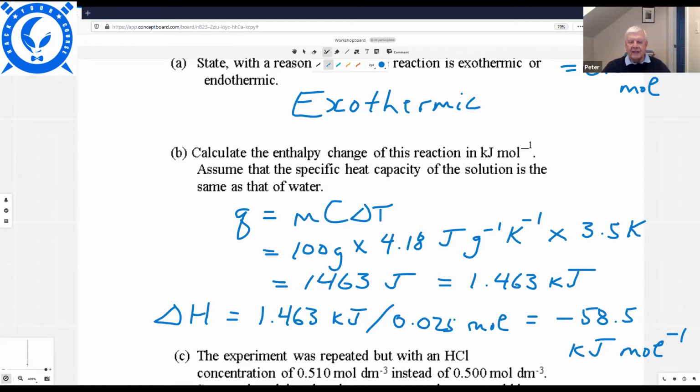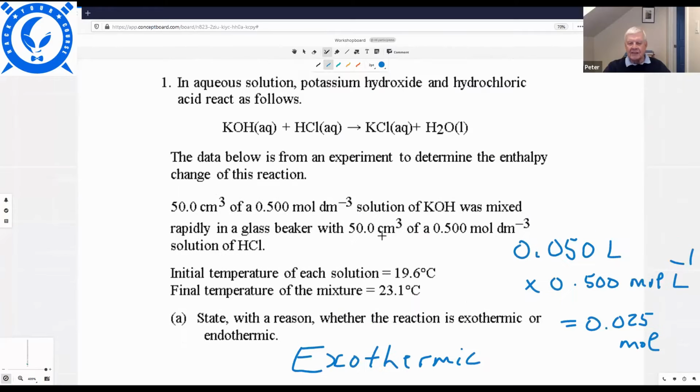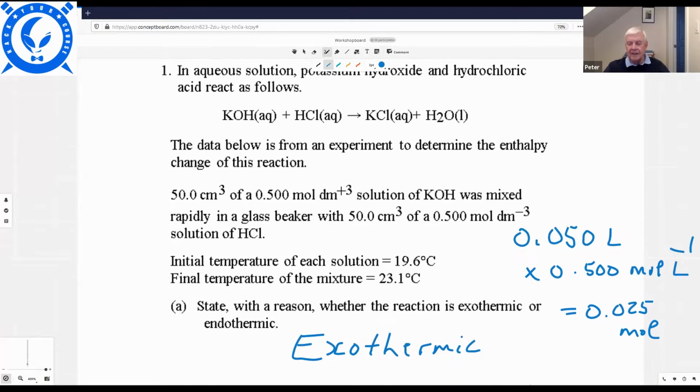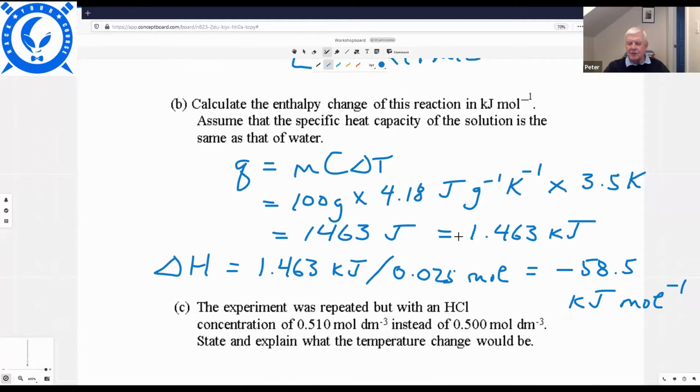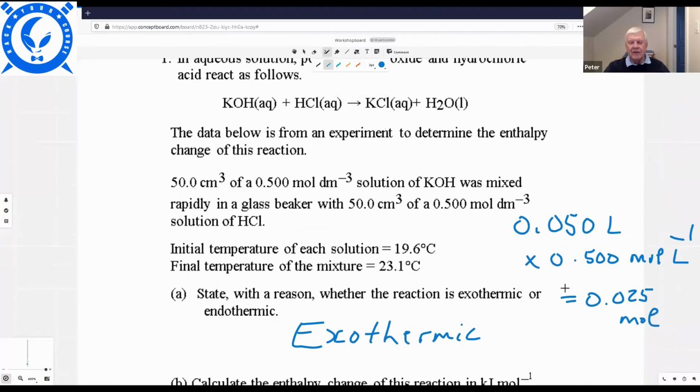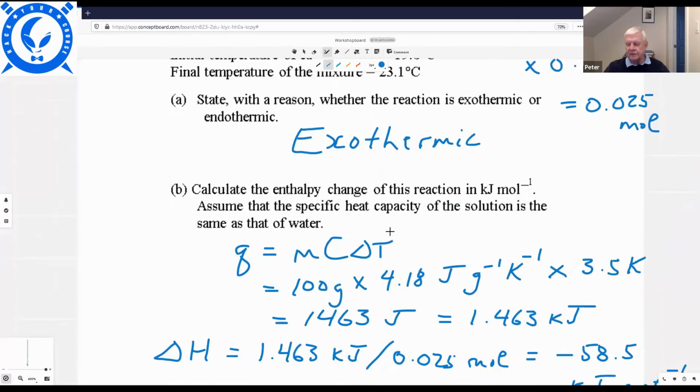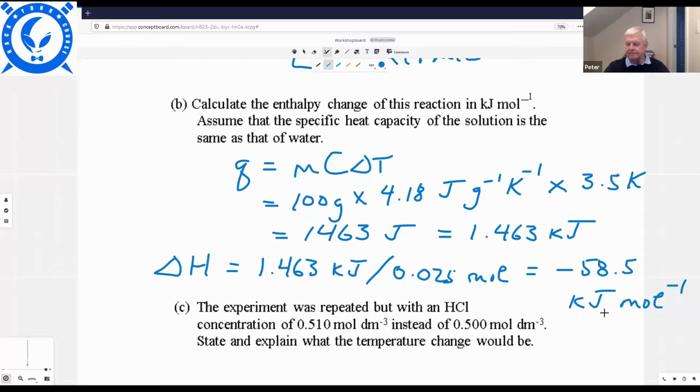So you calculate the heat first, then you calculate the amount of moles involved in the reaction. And you check to make sure that the stoichiometry is correct, which in this case it is. And so then you can say that the amount of heat that you measured was generated by 0.025 moles. So therefore, 1 mole will generate this amount of heat. And this is what you'd see tabulated for the reaction of KOH with HCl as the heat of neutralization. Okay?